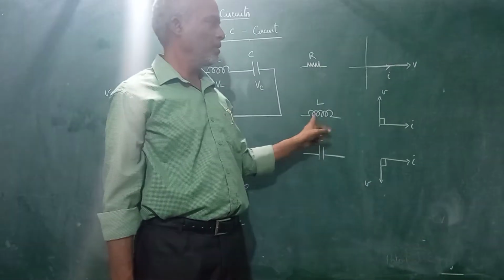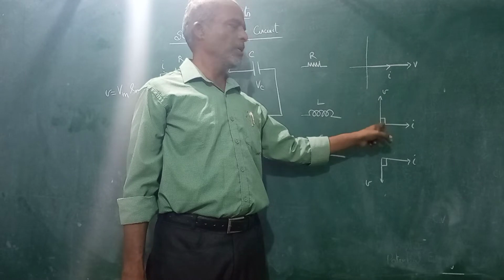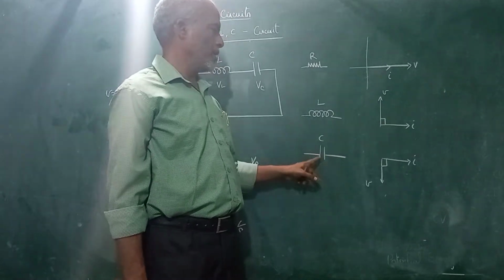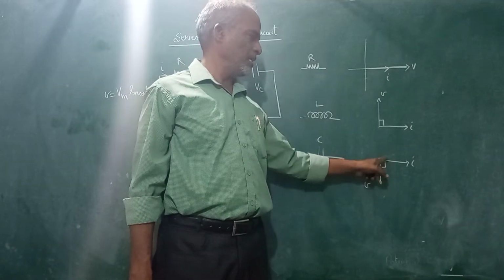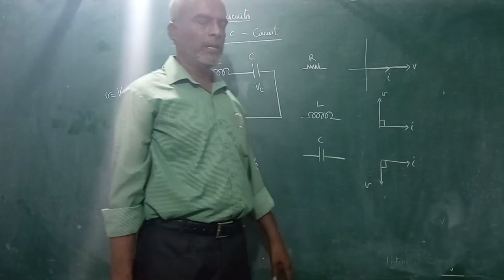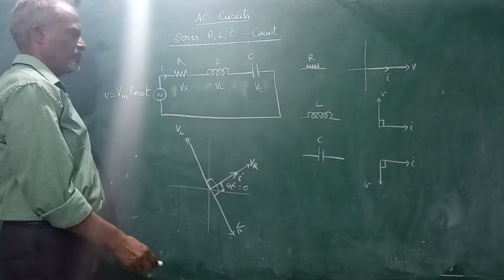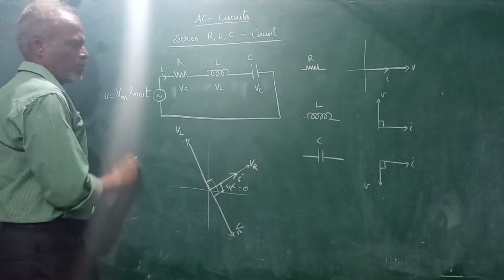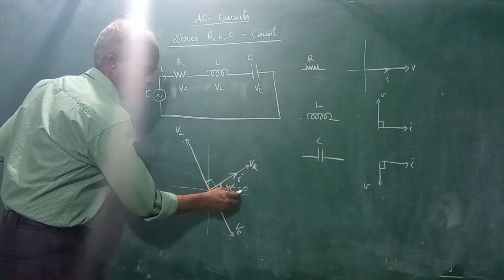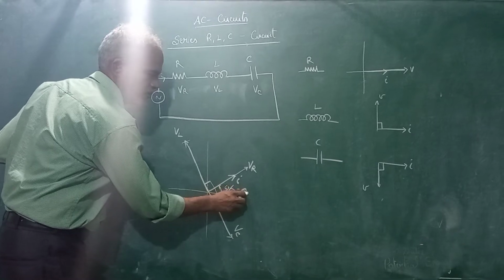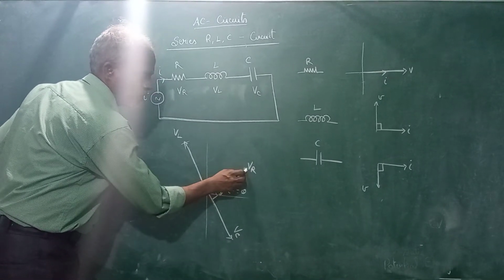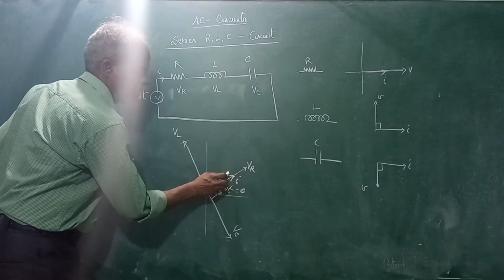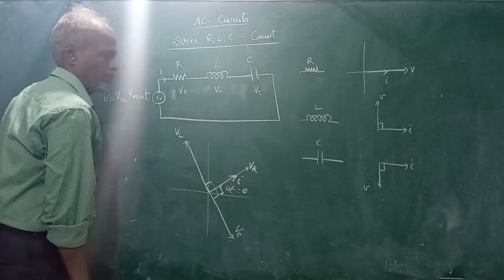In an inductor, the voltage leads the current by 90 degrees. In a capacitor, the voltage lags the current by 90 degrees. So now we can represent this in phasor format. Suppose the initial angle is omega t, that is, omega t is equal to theta. Now the voltage across the resistor is VR and the current through the resistor is I.